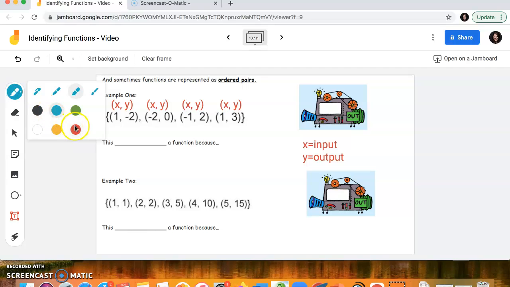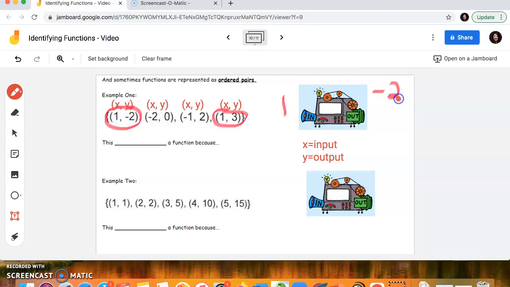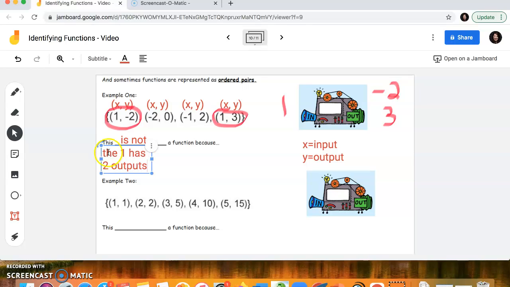So if you look at this one right here, we've got a 1, and when you input 1, you're going to get -2 as an output, and you're going to get +3 as an output. So this is not a function because the 1 has 2 outputs. And as we know, it can only have one output. You can do the same thing for example 2.